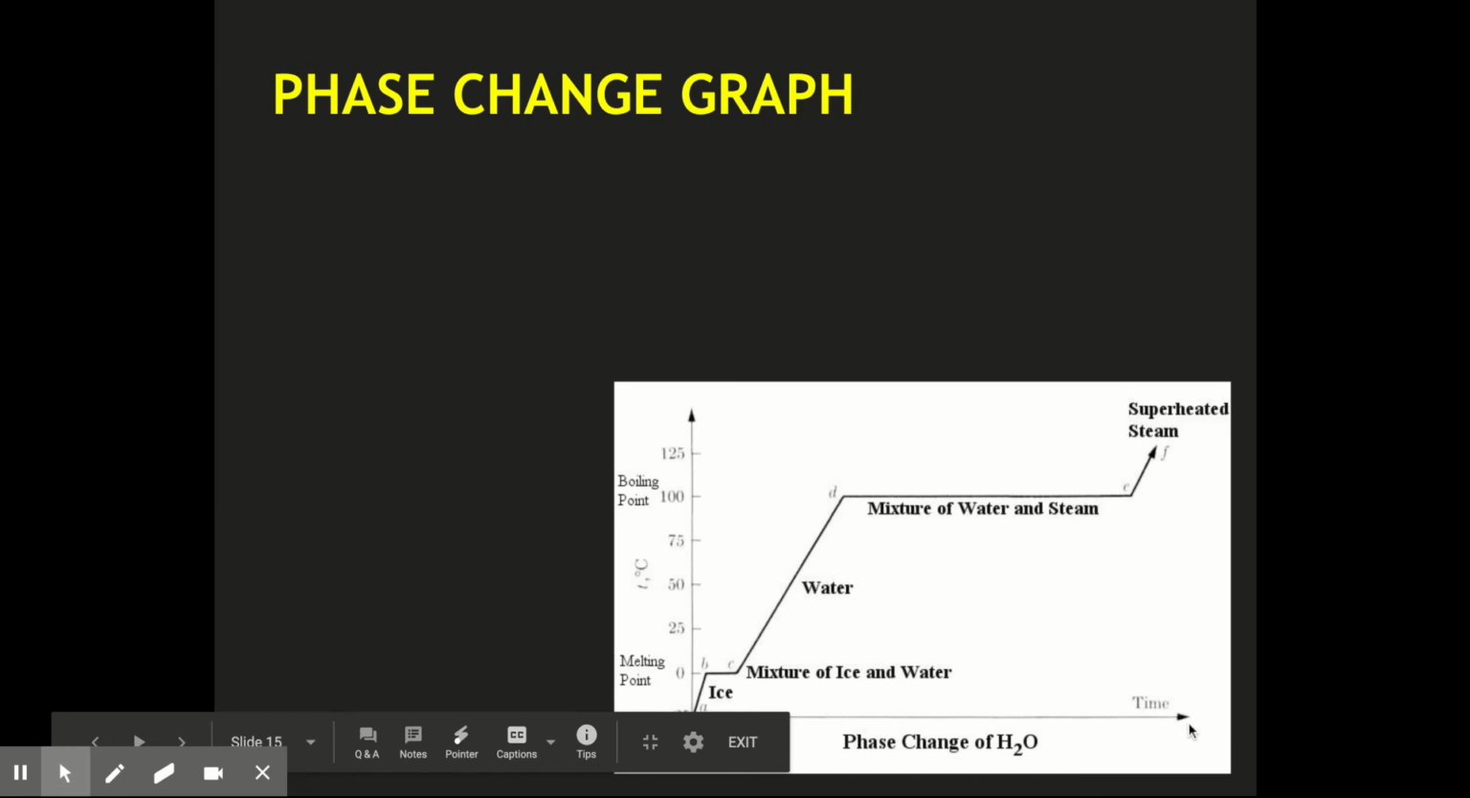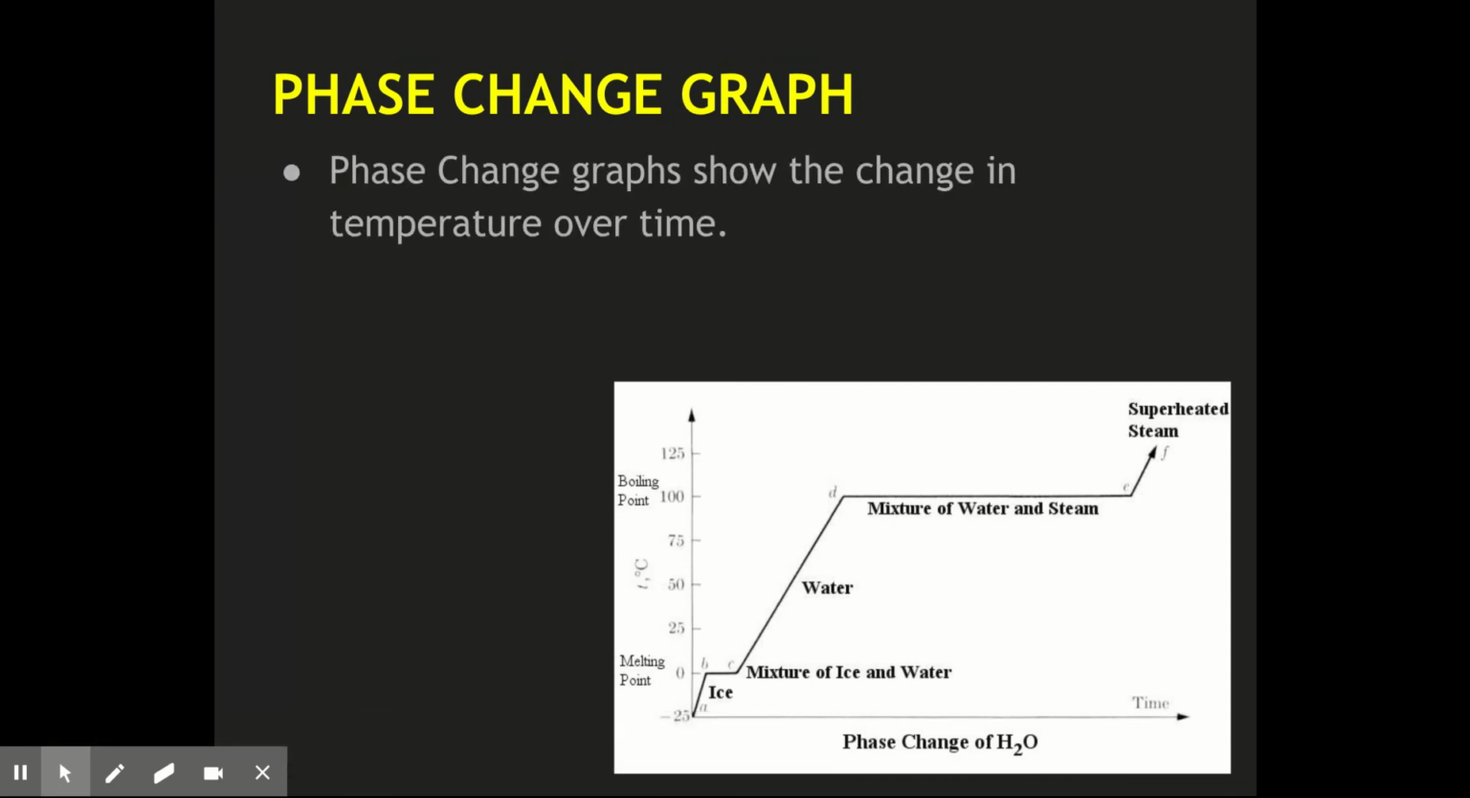So if you notice here, the title isn't super accurate. The title is down here on the x-axis when the x-axis is actually time. Okay, so it's actually energy or heat added over time. So that's our independent variable, and our dependent variable is the temperature in degrees Celsius. Okay, so stick with me here. So the phase change graphs show the change in temperature over time.